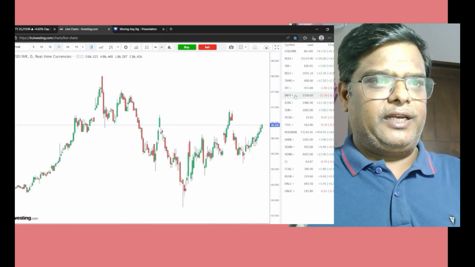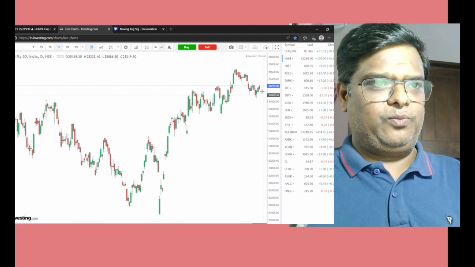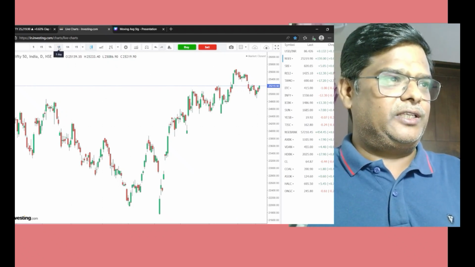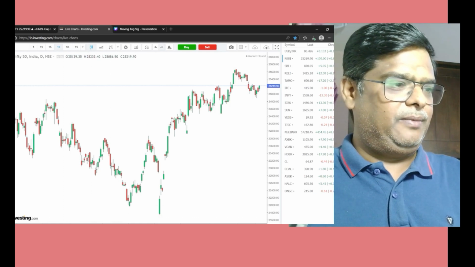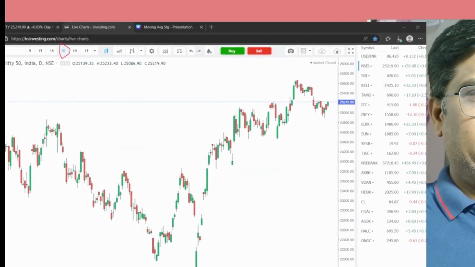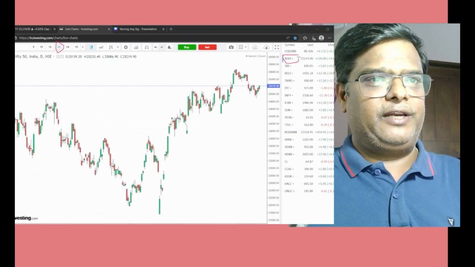Suppose you are looking at the Nifty 50 chart. What we are seeing is the daily time frame. Here you can click on Daily, and you can see the daily time frame I'm showing here. So this is the daily time frame we are using, and this is the Nifty. When you click it here, the Nifty chart will open.